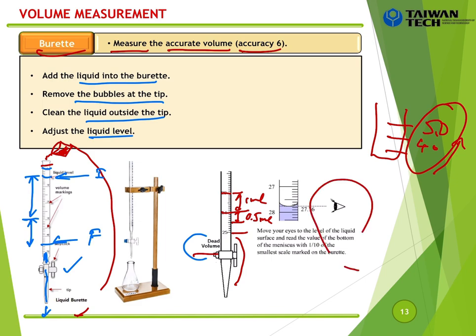Okay, and when we read the value for our burette, it is also similar. So you should move your eyes to the same level as the liquid. So when you read here, you should move your eye to here. When you read here, you should move your eye to here. You read the value, okay?